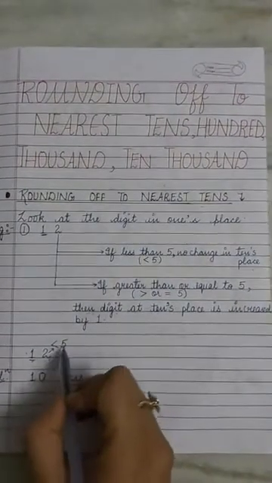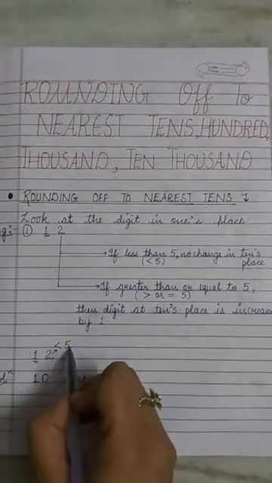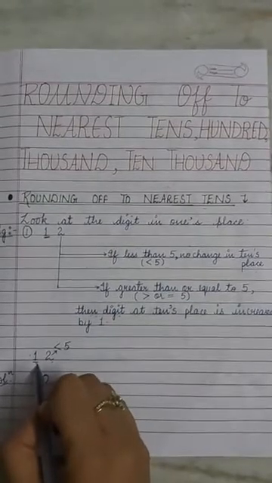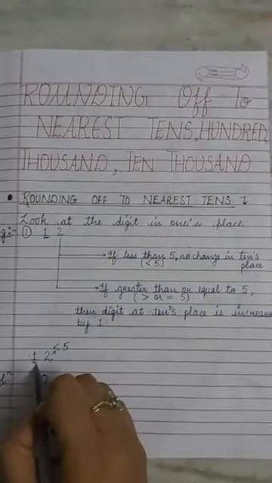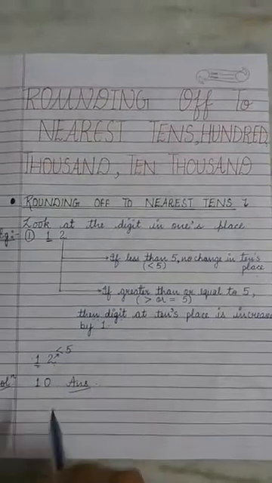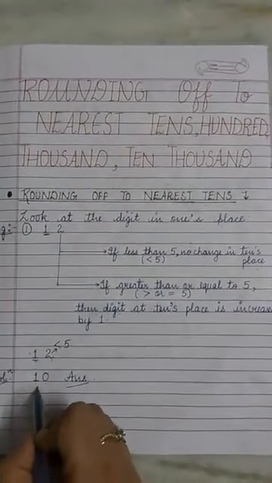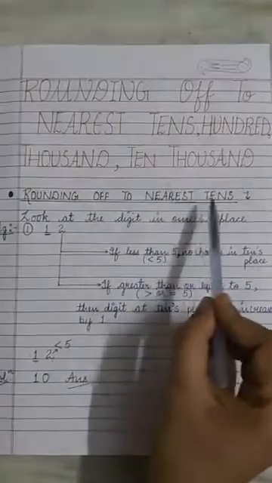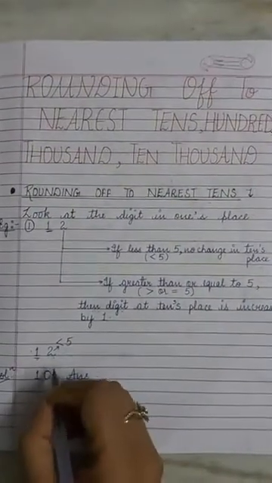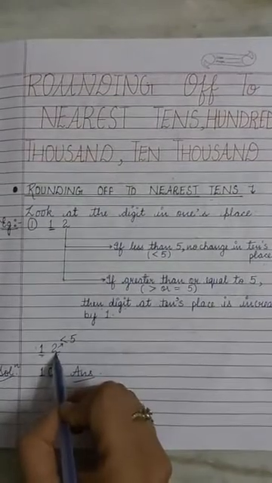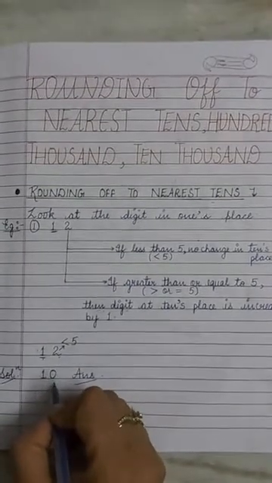So, 2 is less than 5. That is why 1 will remain same. There will be no change in 1. So, in the solution, 1 will remain as it is, and while rounding off to the nearest tens, we will replace the digit in ones place by 0.